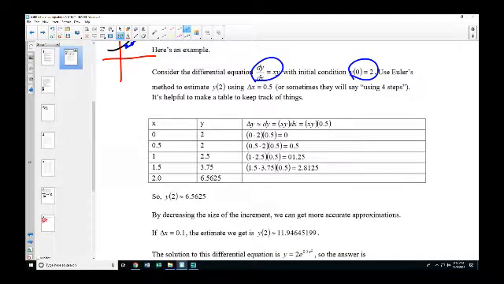Okay. So consider the differential dy/dx equals xy with initial condition y(0) equals 2. Use Euler's method to estimate y at 2 with a change in x of 0.5. So you can also say step size of 0.5. Or you can say using 4 steps.